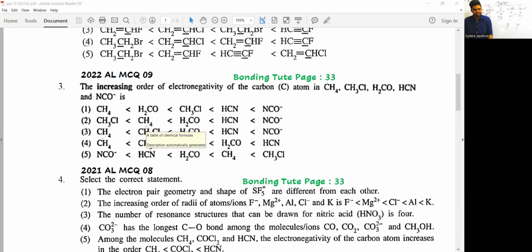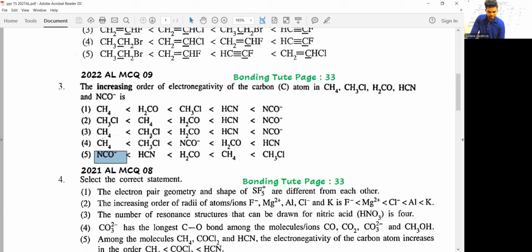You always have to understand how to do it faster in A levels also, because within 2 hours we have to do 50 MCQs. They are kind of harder than the O-level MCQs. So therefore, it's actually a challenge. Now when you just scan through the molecules, you will understand the sp3 hybridized one should have the lowest electronegativity. So therefore you can eliminate the fifth answer because it is starting from NCO.